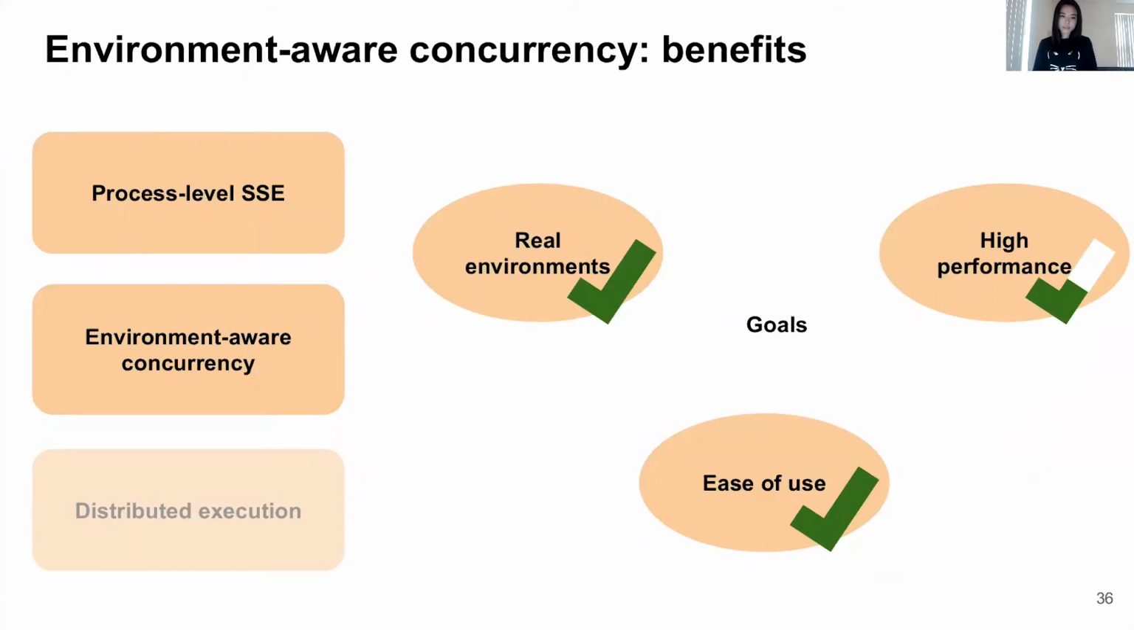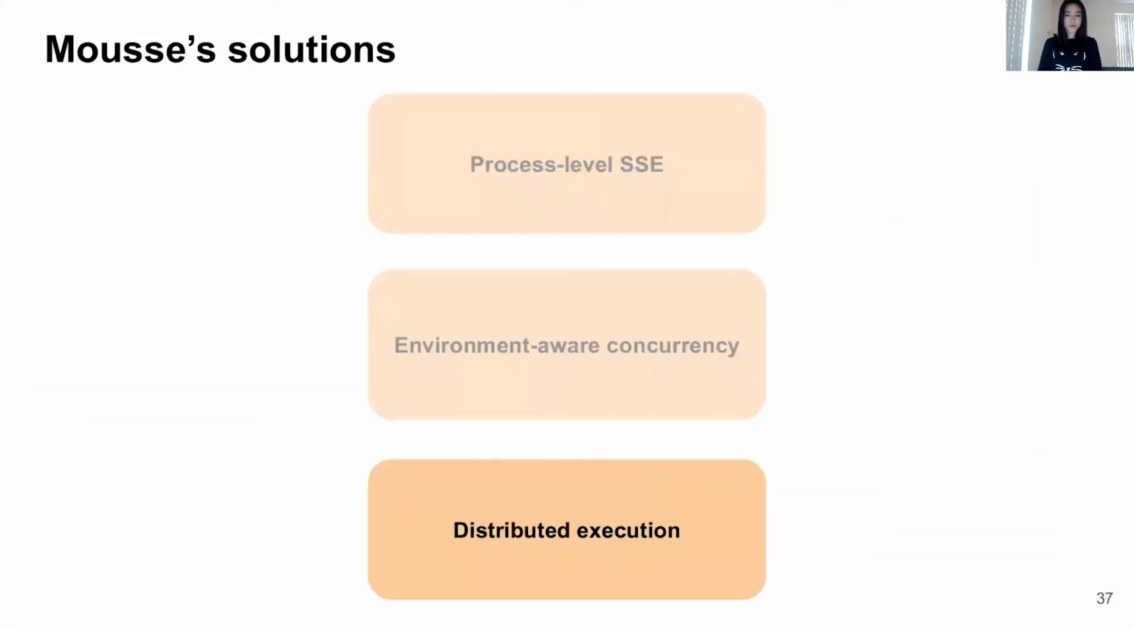This solution and process level SSE together make using real environments realistic. It also improves performance by allowing some concurrent paths to finish correctly. However, to execute more paths, we need another solution, which is distributed execution.